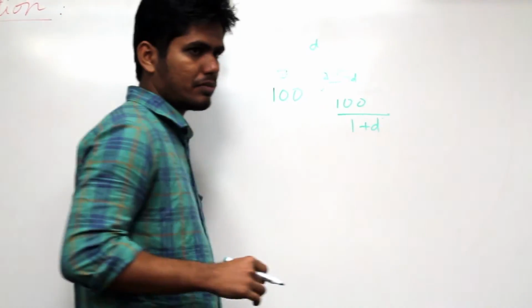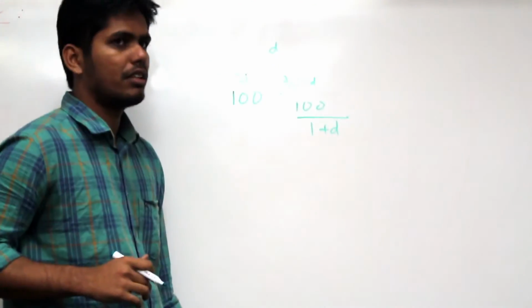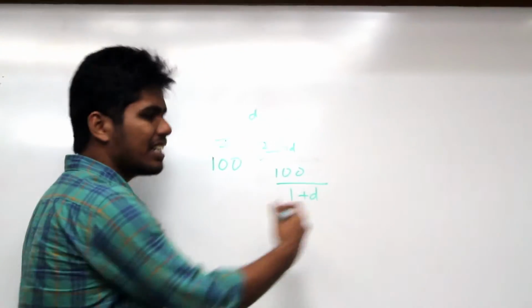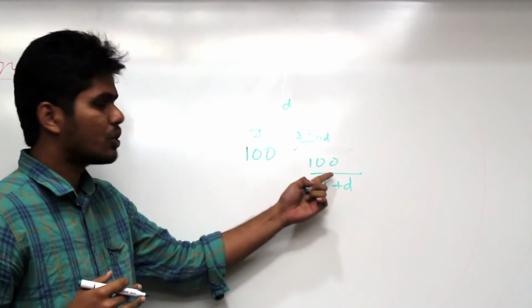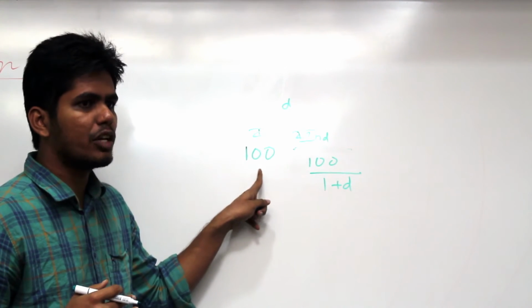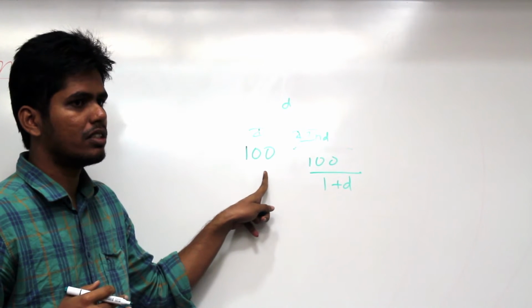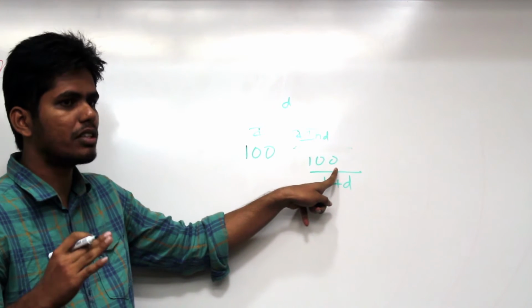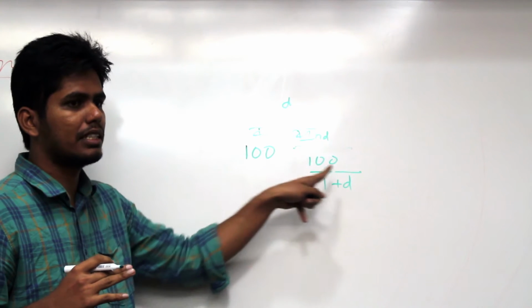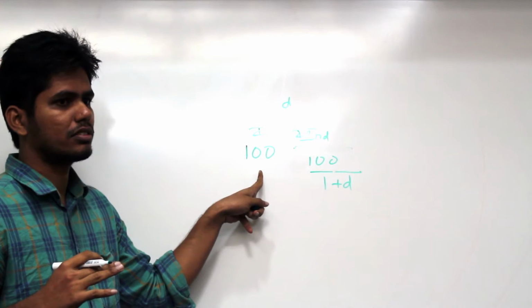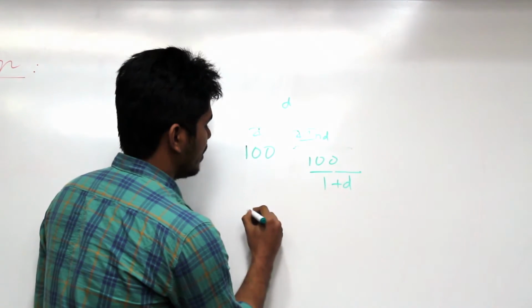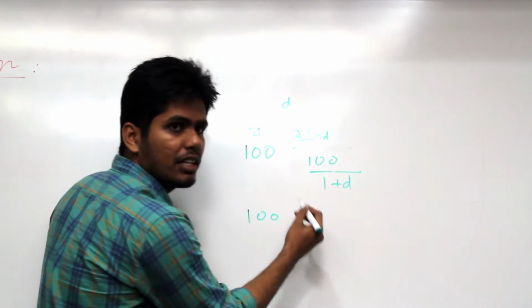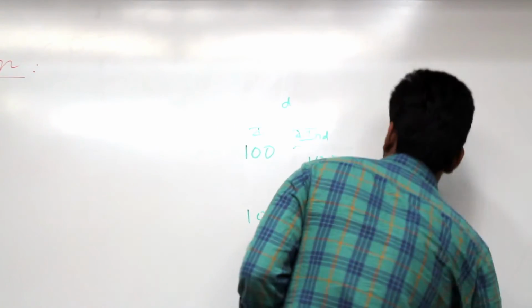So why 1 plus? I didn't get it. Is there a long explanation? It's not a long explanation. If you calculate mathematically, that's what you get. Like if you invest 90 rupees now, it will be 100 rupees at that time. So 100 rupees at that time is equal to 90 rupees now. Discount rate is 1 plus D.